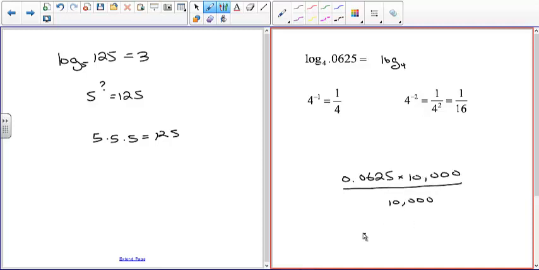So we're multiplying by 1, and you're going to get 625. I don't think you have to multiply by 10,000. I think you just have to multiply by 1,000. No, you have to multiply by 10,000. So you get 625 divided by 10,000. And then you can simplify that by dividing by common factors.